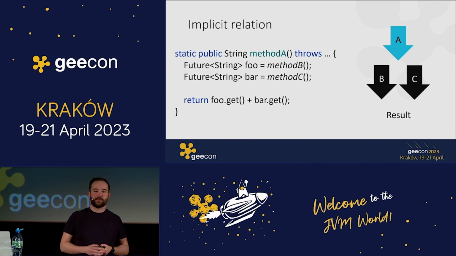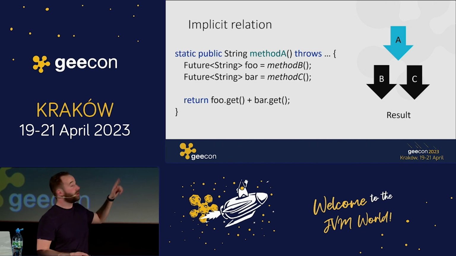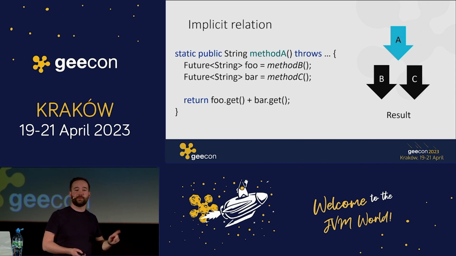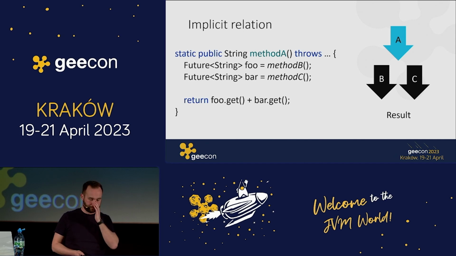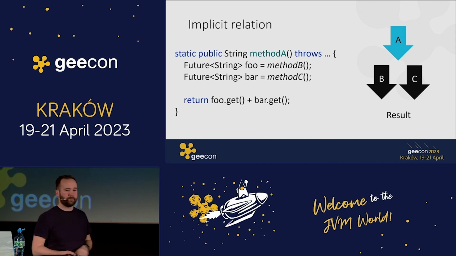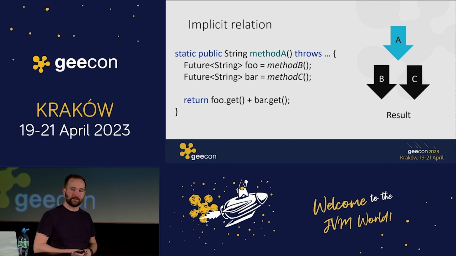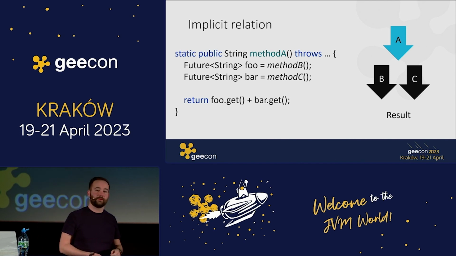So there is this implicit relationship when using threads. So I again have the same method, but this time method B and method C spawn a new thread to get a result, and I will store them in a future object. And then I will use two get methods to create my result. So again, I will just start method A. I will start up method B.